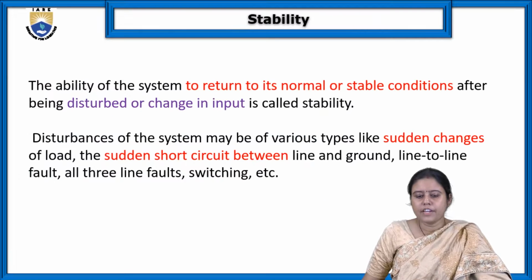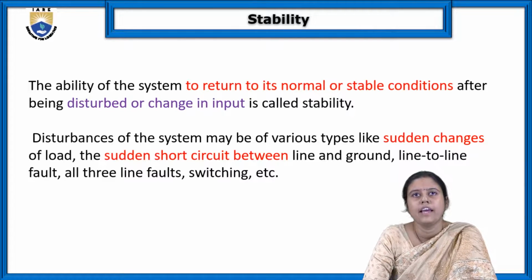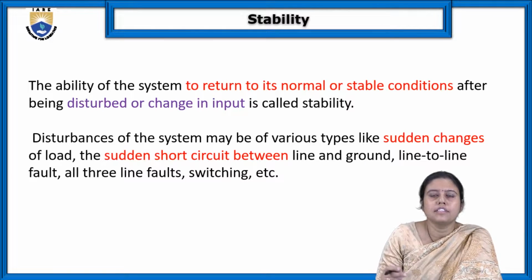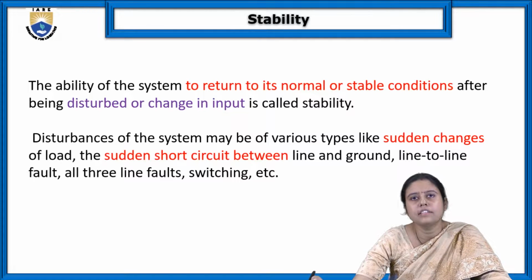So, before starting, first we are going to discuss what is the meaning of stability. What is stability actually? The ability of the system to return to its normal or stable conditions after being disturbed or change in input is called the stability. So what is the definition? The ability of the system to return to its normal or stable conditions. So what does it mean?